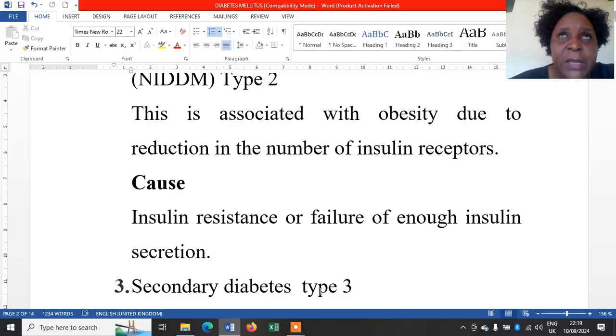But the body produces some insulin. So that is why this person is non-dependent on insulin. It is due to just a reduction of the number of insulin receptors, and the cause is insulin resistance or failure of enough insulin secretion.